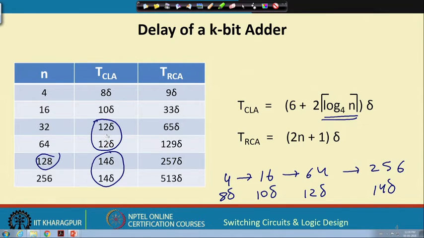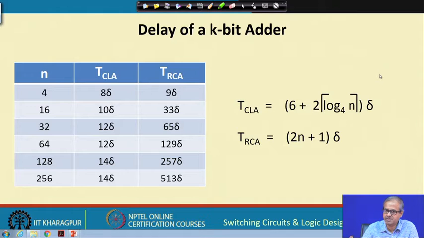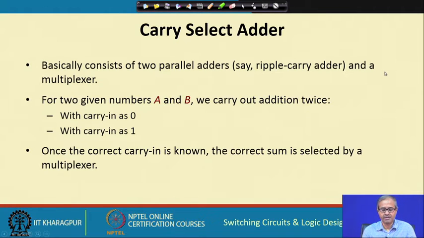So, you see the carry lookup adder delay is much less as compared to the ripple carry adder. This is one point. Now, let us look at some other kinds of adders. Of course, we shall not be going into too much detail on these. These are a slightly advanced kind of adder which can generate the sum with an average delay which is much smaller as compared to the conventional adders.